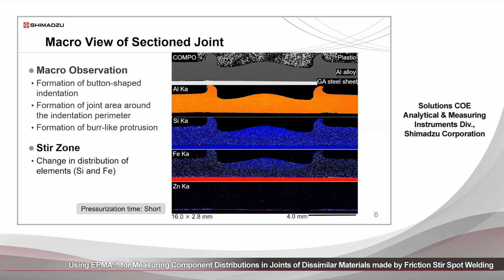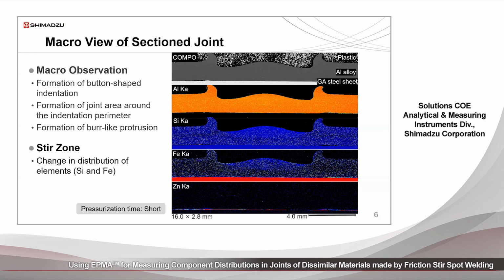Using the WDS spectrometers on the EPMA, we were able to collect maps of different elements near the welded joint interface, near the weld itself. You see aluminum, silicon, iron, and zinc maps. Note the formation of a button-shaped indentation, which is apparent from the compo image, as well as the formation of a joint area around the indentation perimeter and burr-like protrusions around the button indentation.